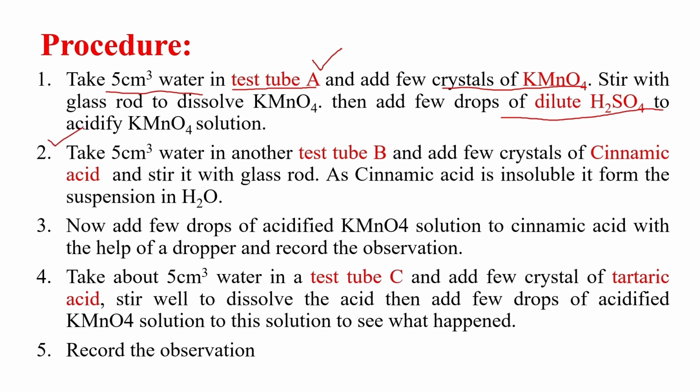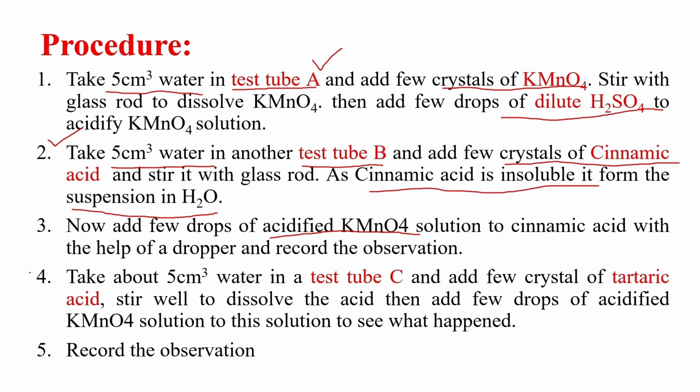In point B, we will take test tube B. Similarly, we will add 5 cm³ of water and a few crystals of cinnamic acid. As cinnamic acid is insoluble, it will form a suspension in water. Next, we will add a few drops of the acidified KMnO4 solution. When we add this acidified KMnO4 solution to the cinnamic acid, we will record the observation.